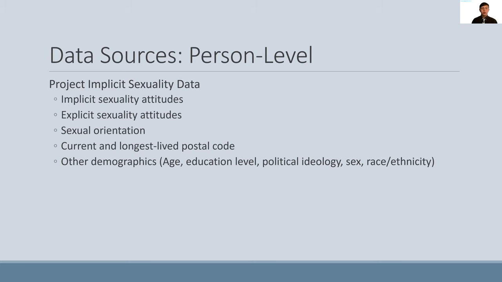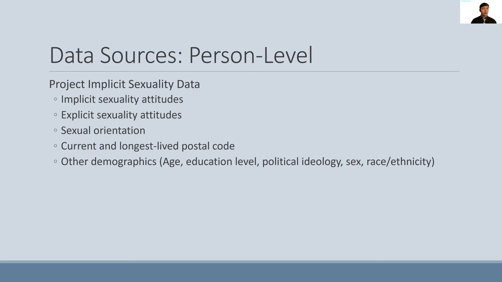And then they also collect data about the people that participate in their research: their sexual orientation, as well as their current and longest lived postal codes. This is important because using the postal codes, I was able to not only determine if people migrated, but also where they came from and where they went to.